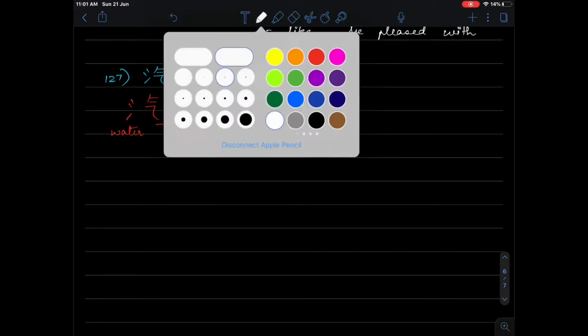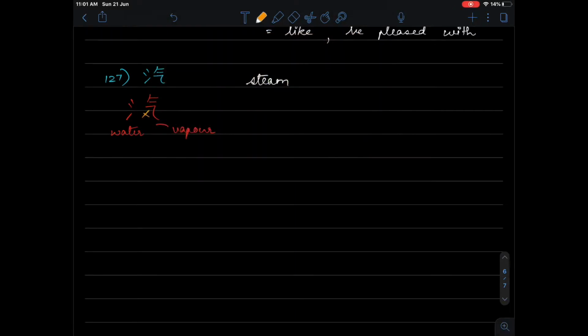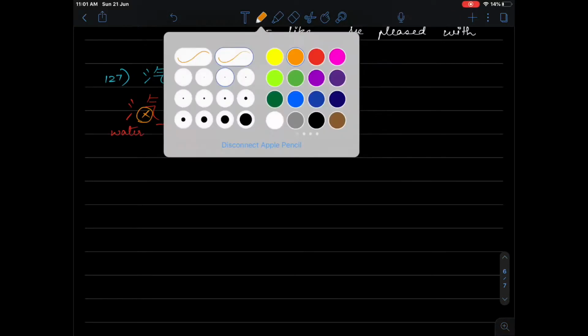Okay, the only difference is you don't have this little katakana me in there, that little X mark. That is the only thing that is missing. So just bear that in mind. Otherwise it's water and vapor.